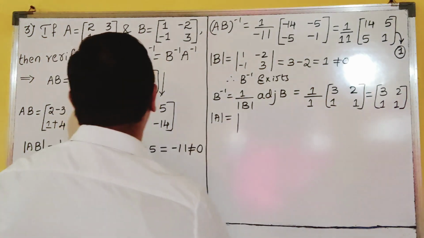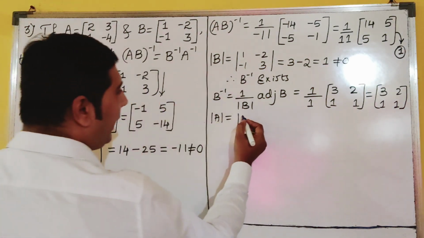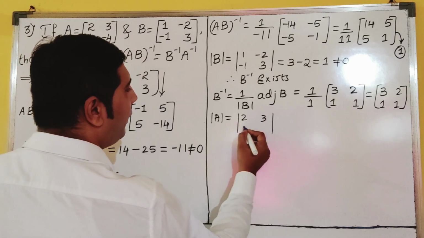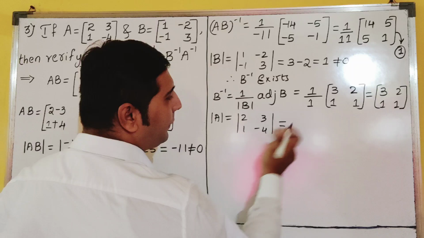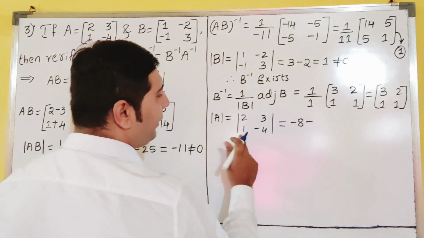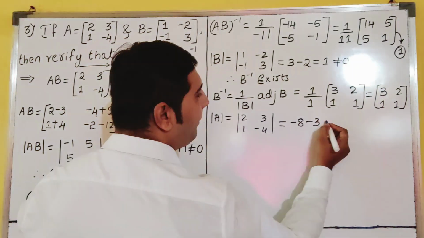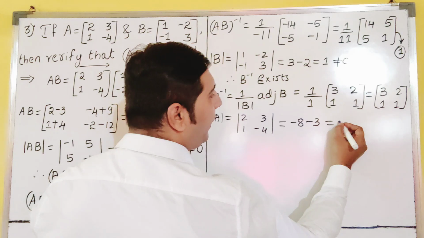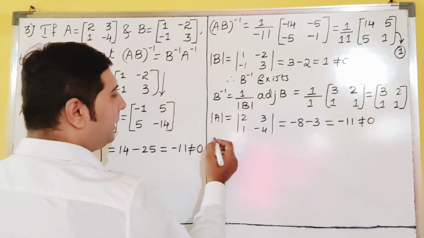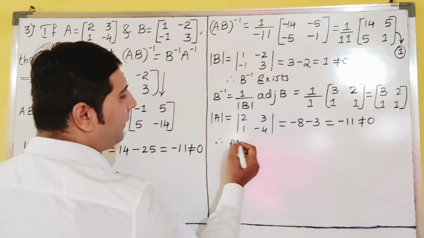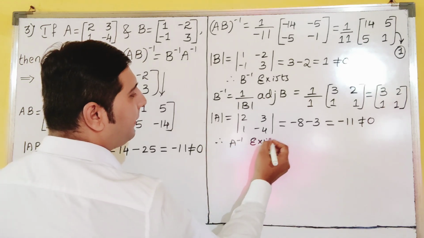Determinant of A is what? A is [2 3; 1 -4]. See here, multiply now. 2 into minus 4 is minus 8, minus 1 into 3 is 3. So minus 8 minus 3 is minus 11. Again this is not equal to 0. Therefore, A inverse exists.